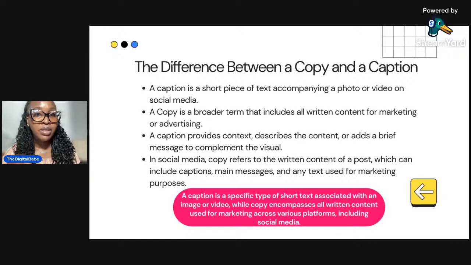And then in social media, copy refers to the written content of a post, which can include captions, main messages, and also for marketing purposes. So we already know that a copy is for marketing purposes. So I'm sure by now you already know the difference between a copy and a caption.